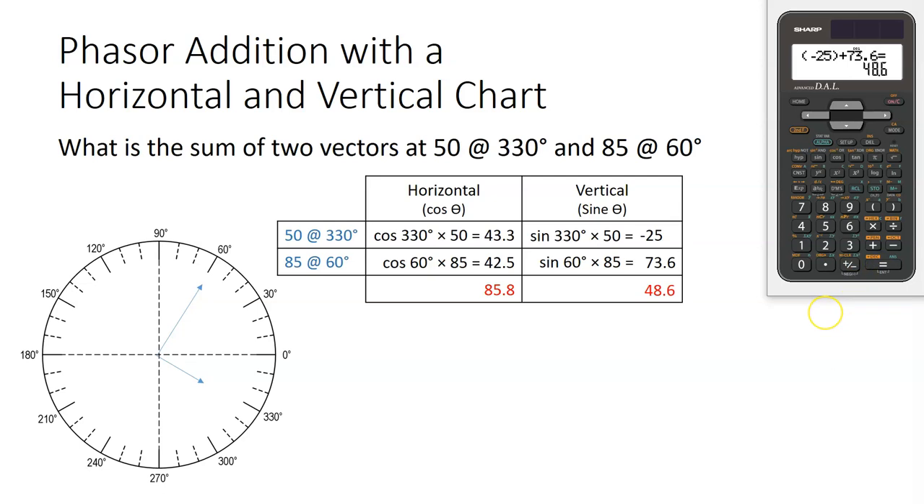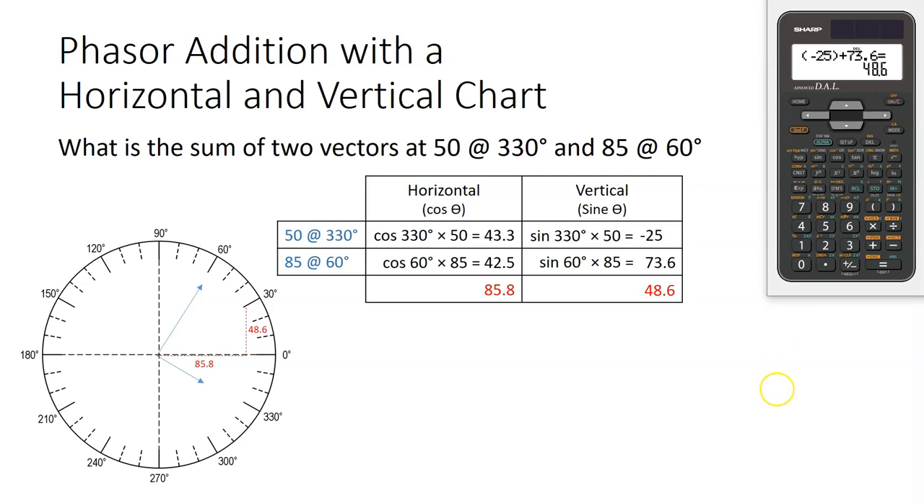Those two components, the horizontal component and the vertical component, will make up our resultant vector. We can plot them on the phasor diagram, and as you can see, if we draw them proportionally, you can tell that we're going to be at about a 30-degree angle when this is all said and done.